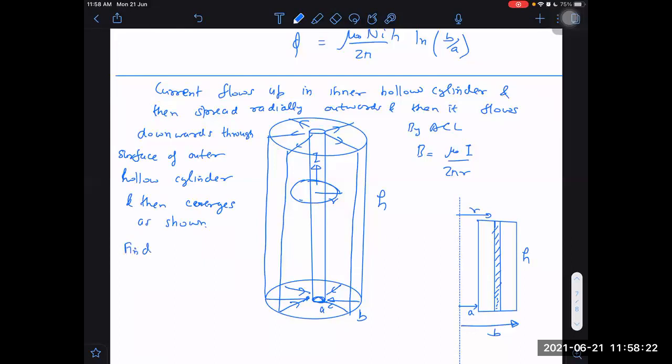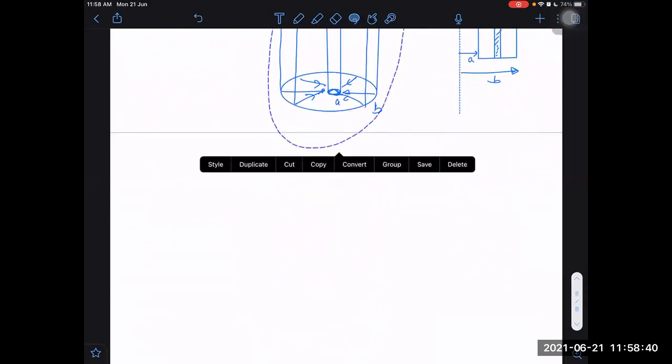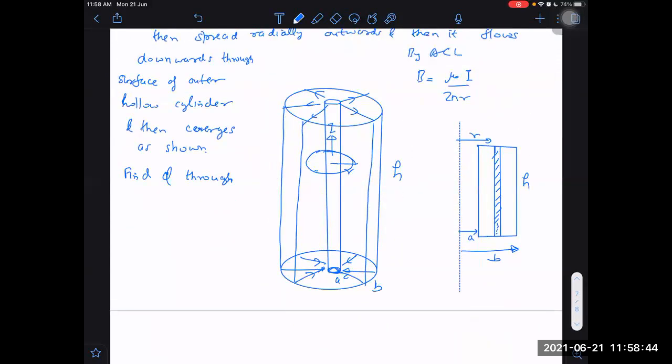Now the question is: find the magnetic flux through any vertical, rectangular cross section lying between the two cylinders.